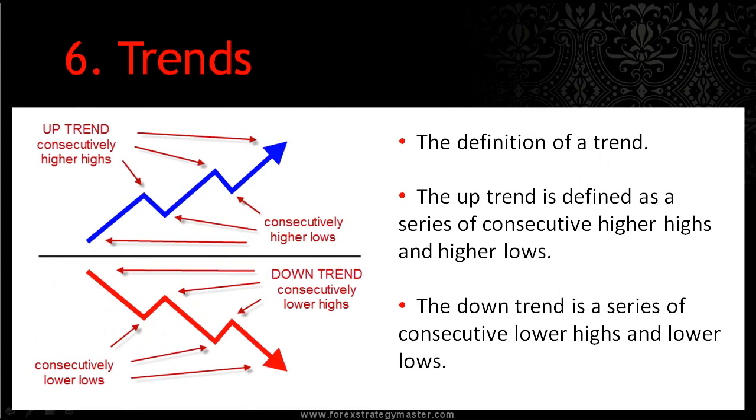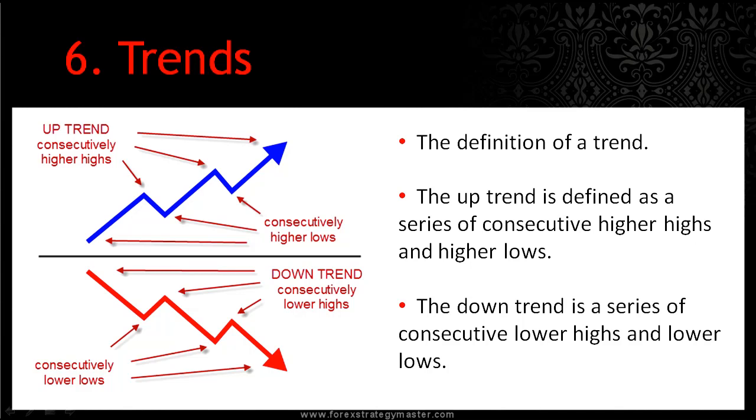The definition of a trend: the uptrend is defined as a series of consecutive higher highs and higher lows. The downtrend is a series of consecutive lower highs and lower lows. If we take a look at the image to the left, we can see the blue uptrend. Each high that is being made is higher than the previous high. Each low that is being made is higher than the previous low. Consecutive higher highs and higher lows.